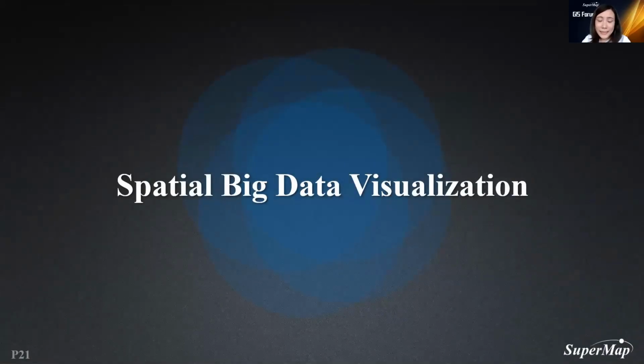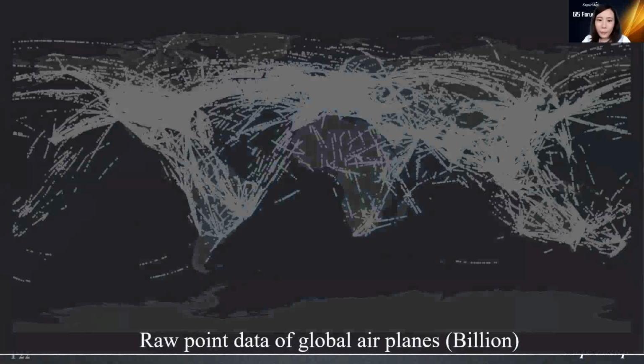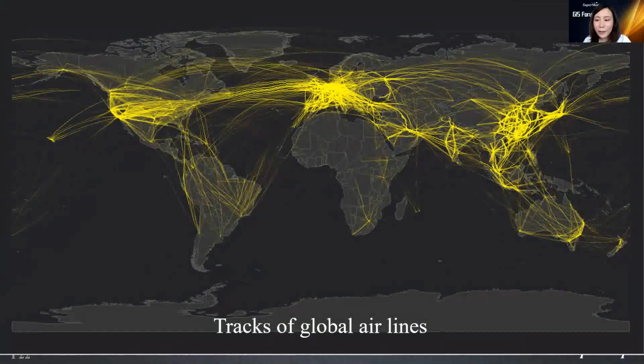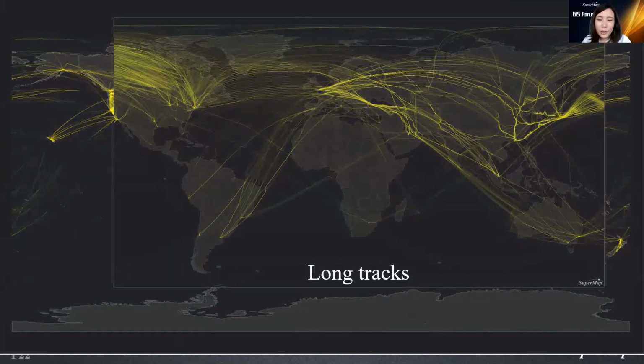And for spatial big data visualization, normally we get big data like this, and there are points everywhere, and we could hardly find any valuable information in this map. But if we use aggregating algorithms like track reconstruction, we could easily find some patterns between countries or cities in this map. And furthermore, if we extract long tracks in the results, we could get a much clearer map.